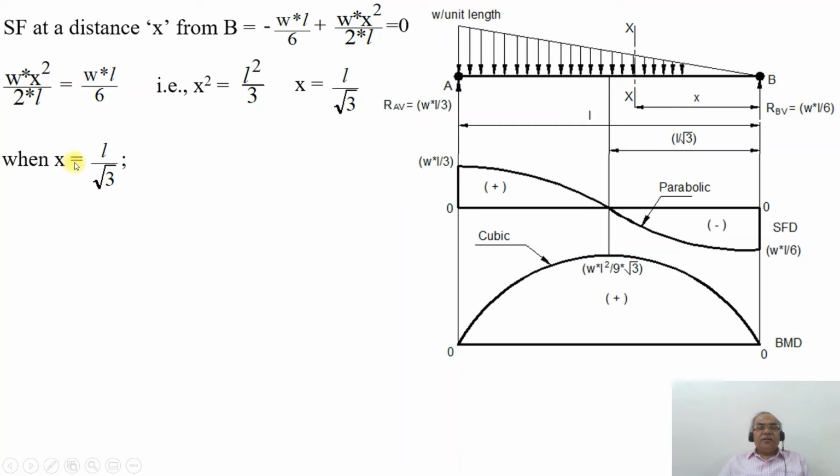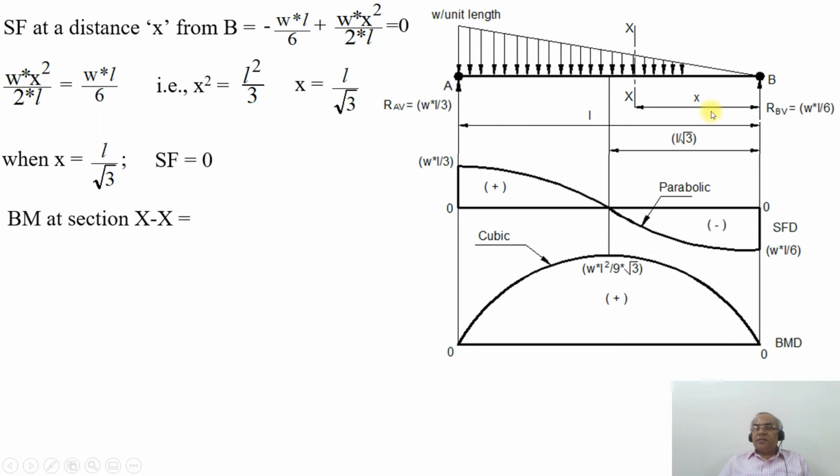So once the value of x is equal to L by root 3, SF naturally becomes 0, because once you substitute this value of x equal to L by root 3 in this equation, again you are going to get the value of SF as 0. Then BM at this section xx we need to find out. What is the bending moment at this section?